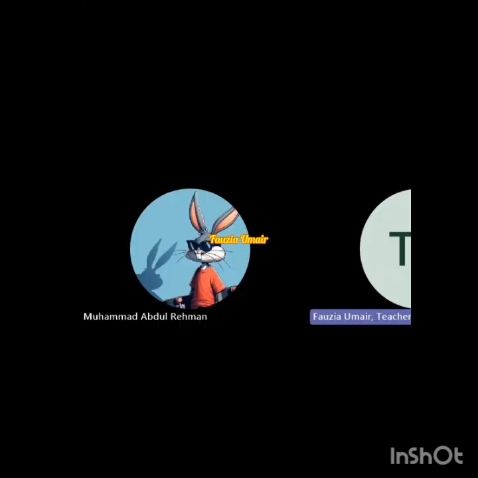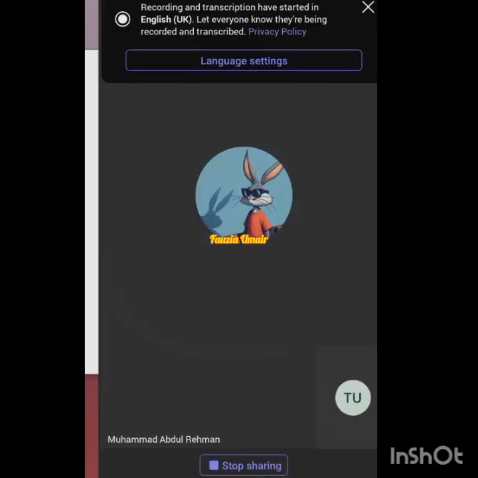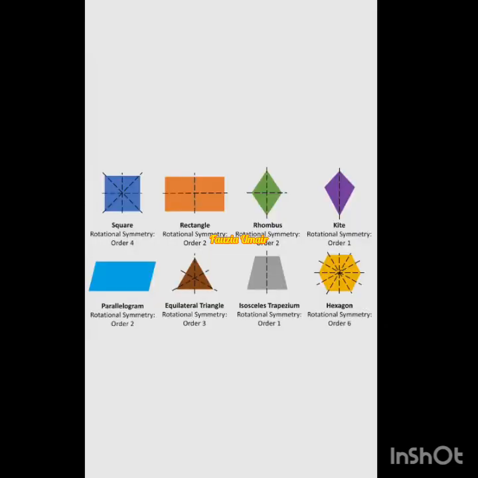Right? Can you still see the screen, beta? No, ma'am. So you need to remember that the rotational symmetry can never be zero, right? The minimum rotational symmetry is one. Why? Because if you rotate a shape, eventually it will get back to the original position and it will give you one rotational symmetry.